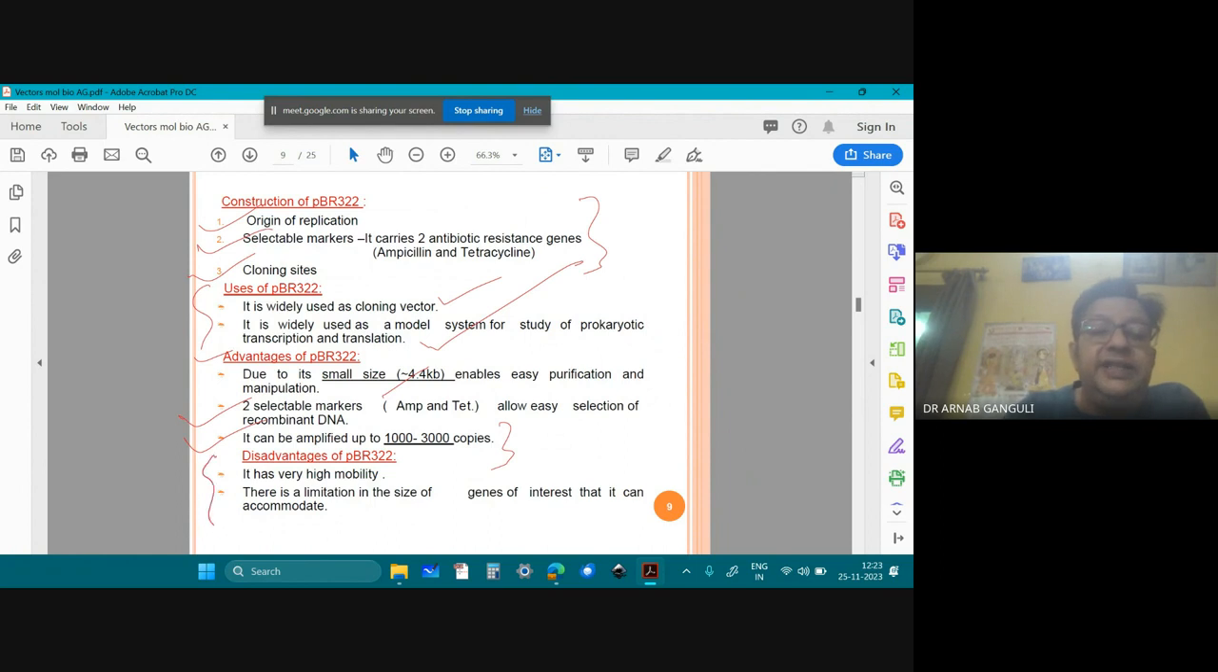And a disadvantage, it has very high mobility. High mobility means that the moment you remove ampicillin or tetracycline from the media, it will lose the plasmid.